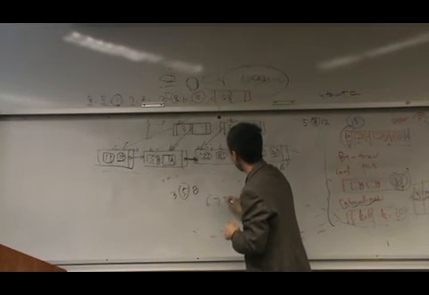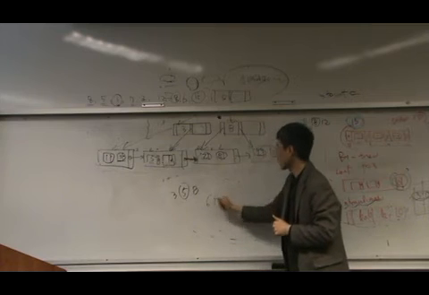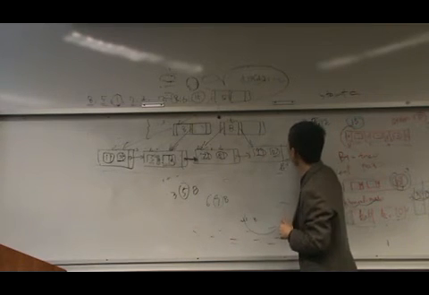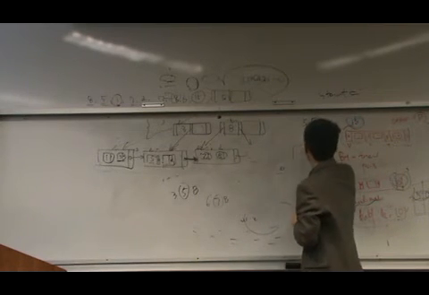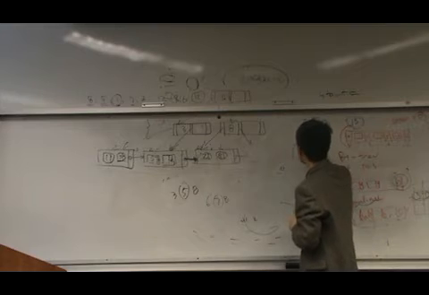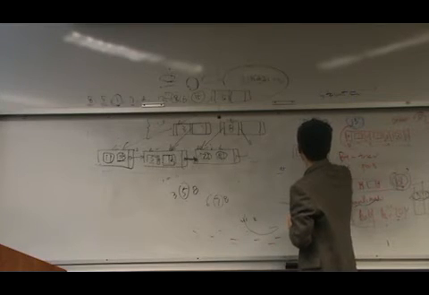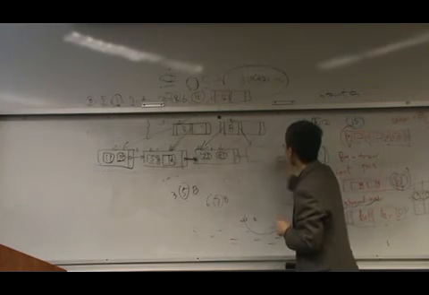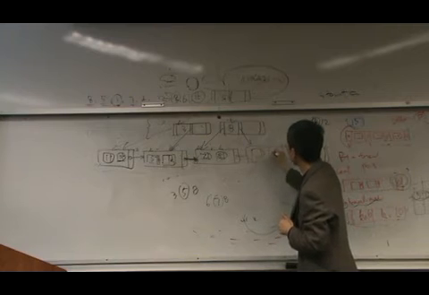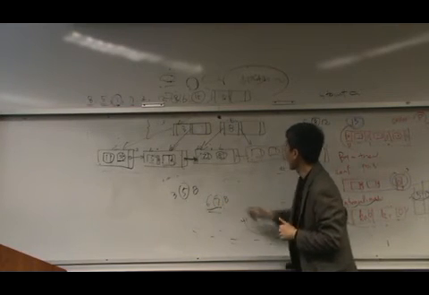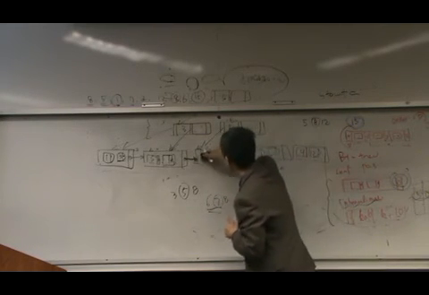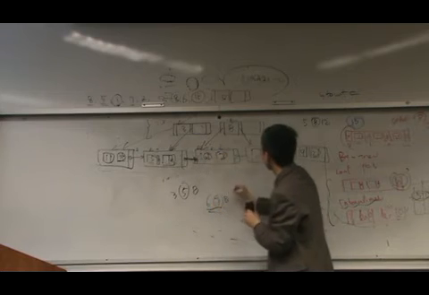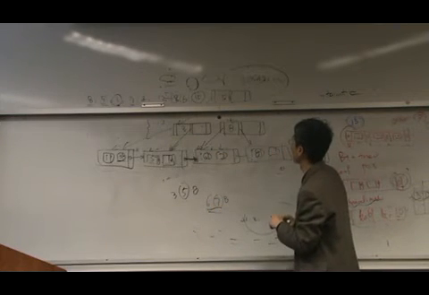6, 7, 8. Which one is the middle value? 7. 7 is the middle value. So we need 9, 10, 9 is 12. And copy this one. 7 and 8 goes to left hand side, and 8 goes to here.